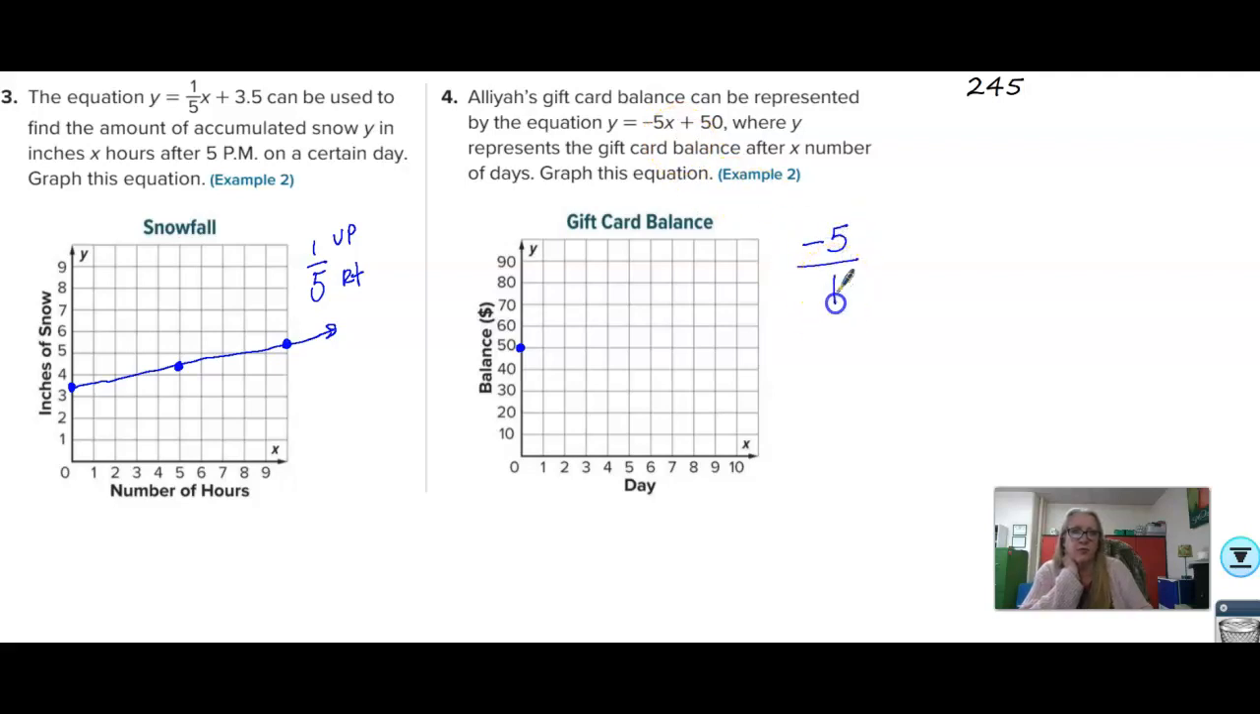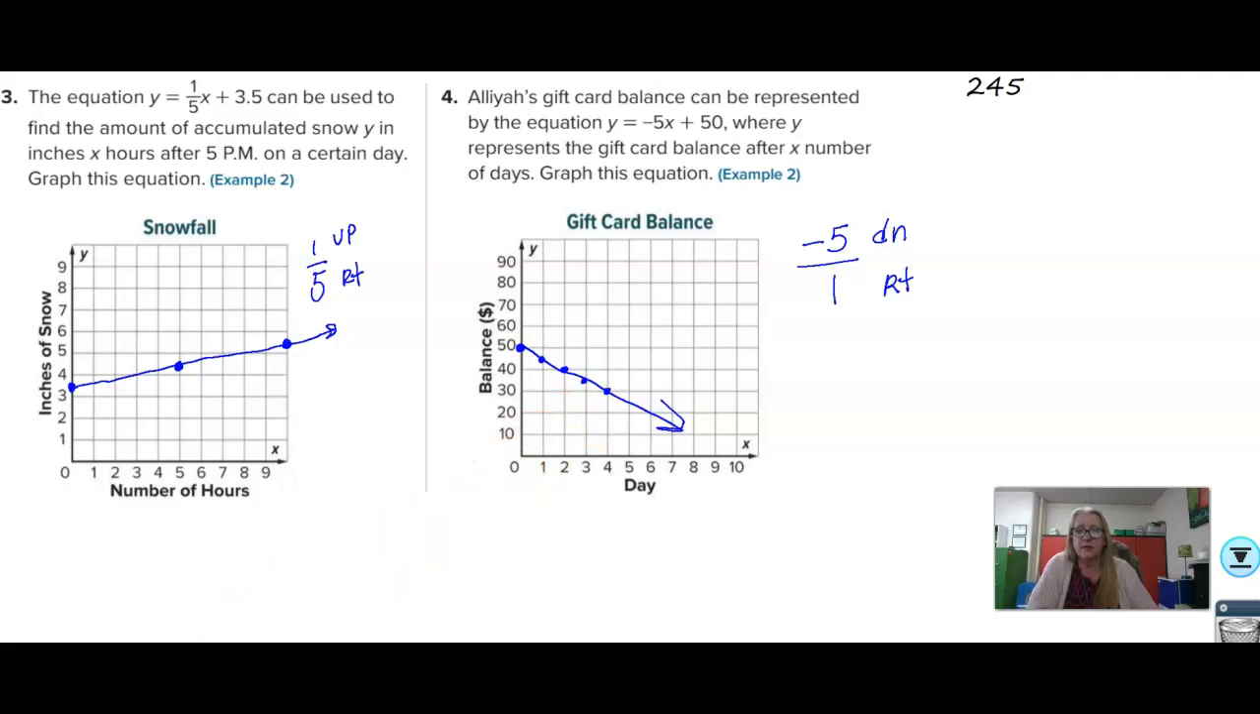Remember, all integers have a 1 under them. So this is actually down 5 and right 1, okay? So from here, we would go down 5. Well, down 5 is only half a space because this is 10. So down 5 is half a space, and then we go right 1, so it would be like right here. And then down 5 more, right 1 would be like here. Down 5, right 1. You get what I'm saying here. So her gift card balance is represented by the line or the ray like that.